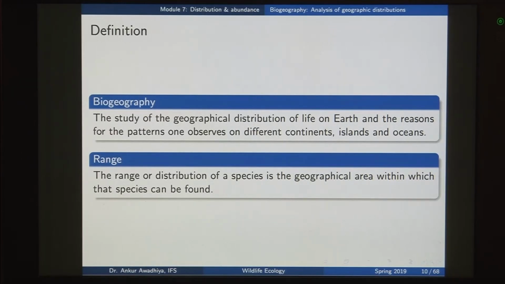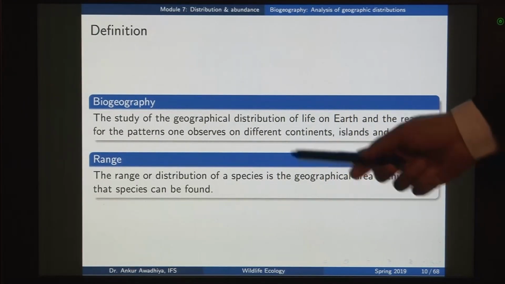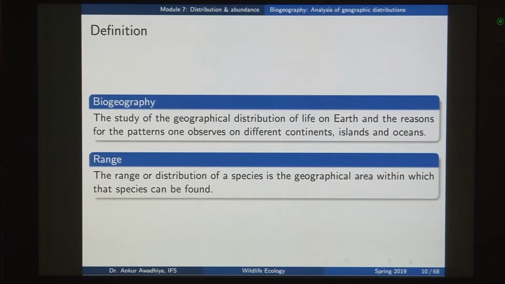Similarly, you can have oceanic biogeography, which will ask the question what are the species in the oceans that are found near the continents, what are the species that are found away from the continents, what are the species that are found in the upper layers of water, what are the species that are found in the seabed, what are the species that are found in the column of water and so on. So, you can have different subdisciplines of biogeography in the form of continental biogeography, island biogeography, oceanic biogeography and so on.